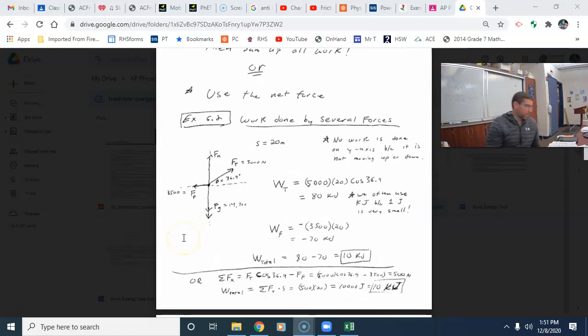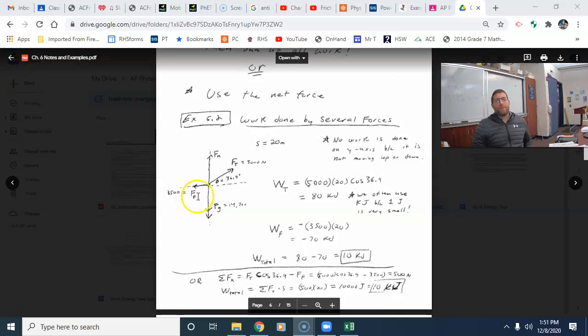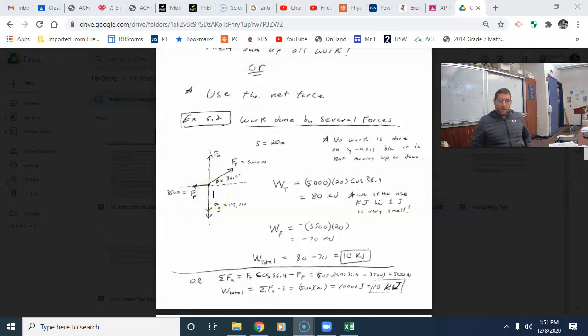So let's now go to example 6.2 on page 176. It says a farmer hitches her tractor to a sled loaded with firewood and pulls at a distance of 20 meters along level ground. The total weight of the sled and the load is 14,700 newtons. The tractor exerts a constant 5,000 newton force at an angle of 36.9 degrees above the horizontal. A 3,500 newton frictional force opposes the sled's motion. Find the work done by each force on the sled, and the total work done by all the forces.